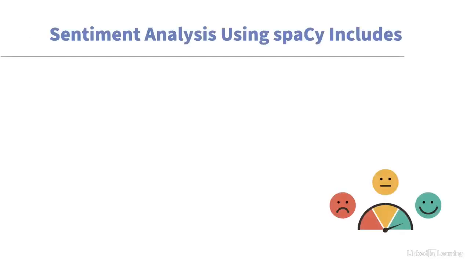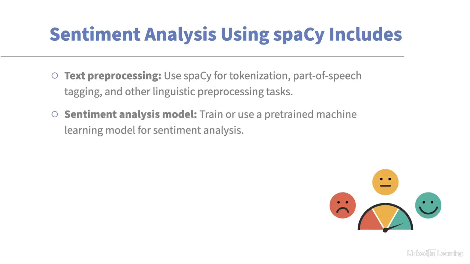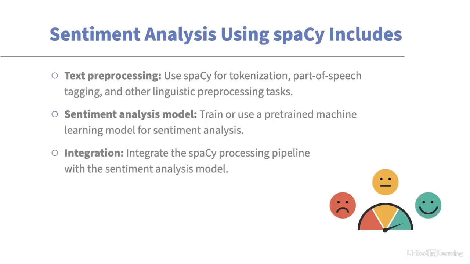To conduct sentiment analysis with spaCy, you would typically follow these steps. Use spaCy for text pre-processing such as tokenization, part-of-speech tagging, and other linguistic pre-processing tasks. Then train or use a pre-trained machine learning model for sentiment analysis. Popular machine learning frameworks like scikit-learn or deep learning libraries like TensorFlow and PyTorch can be used for this purpose. You can integrate the spaCy processing pipeline with the sentiment analysis model. This may involve transforming spaCy's linguistic features into the format expected by the sentiment analysis model.